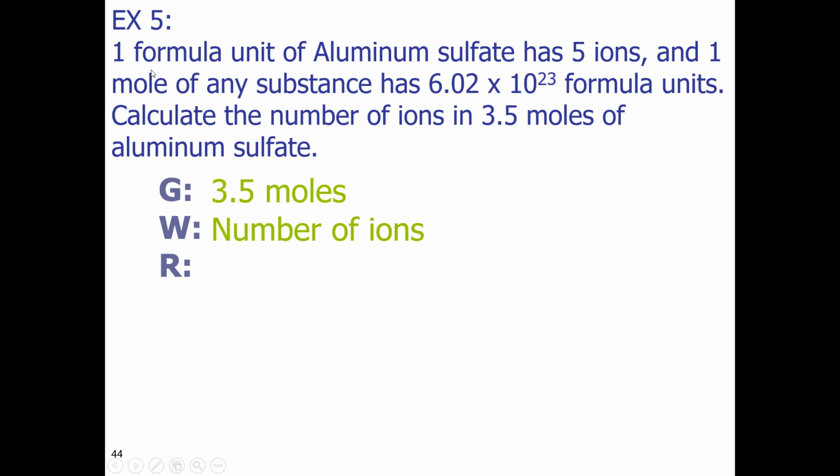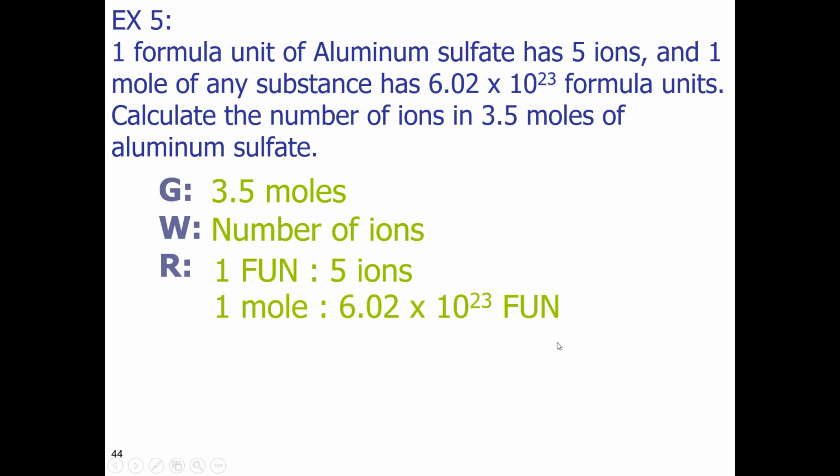Now, earlier I had mentioned that through this very first sentence, we can pick out 2 ratios. One formula unit has 5 ions, so I'm going to go ahead and list that down. And here's a little tip. I tend to abbreviate the term formula units as FUN, F-U-N. I don't like to abbreviate it as F-U because that's not very nice. So formula units, FUN, is what we will abbreviate formula units as. Also, I have 1 mole has 6.02 times 10 to the 23 formula units. So I'm going to list that down as a ratio.